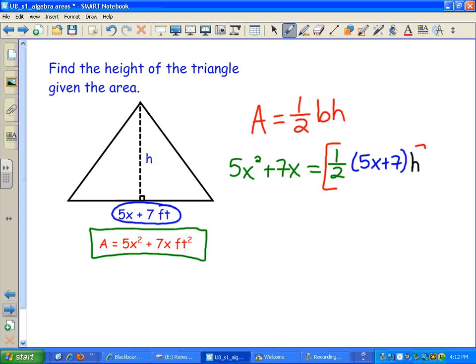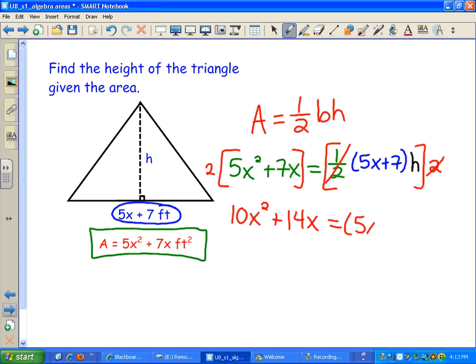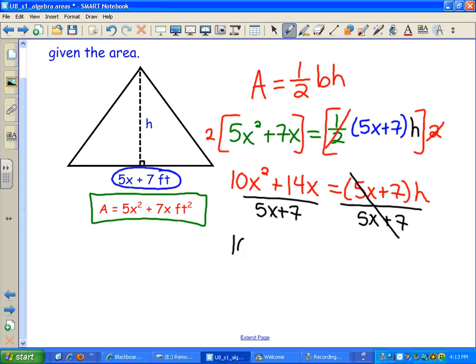To get rid of 1/2, I'm going to multiply both sides of my equation by the reciprocal, which is 2. On the left side, 2 times 5x squared is 10x squared, plus 2 times 7x is 14x, equals, well, half of 2 eliminates it, so I have 5x plus 7 times my height. Now, if I want to get the height by itself, I'm going to divide both sides by 5x plus 7. The 5x plus 7 on the right side cancels, and what I'm left with is 10x squared plus 14x all over 5x plus 7 is my height.